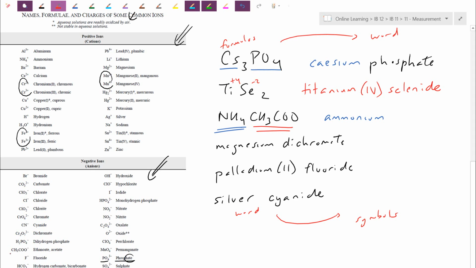You'll notice the C2H3O2 here is given 2 names. You could call it ethanoate. I can call it ammonium ethanoate. More commonly, however, we're going to call it acetate, so ammonium acetate.